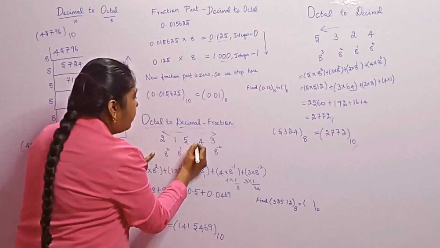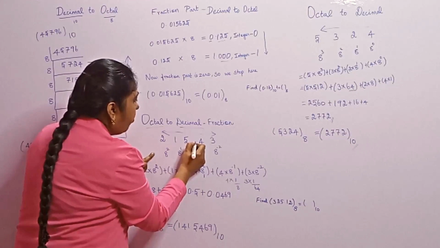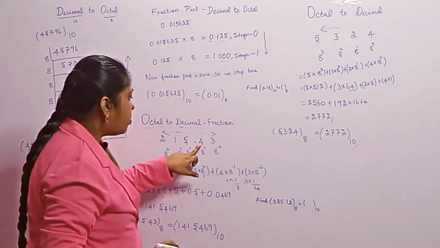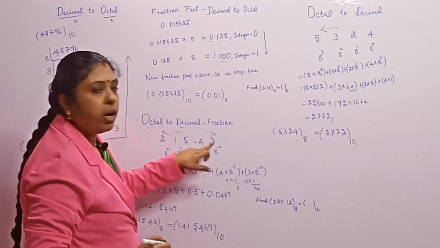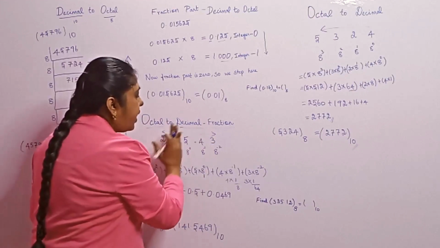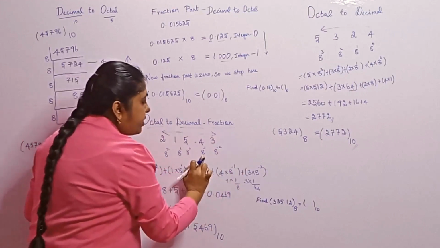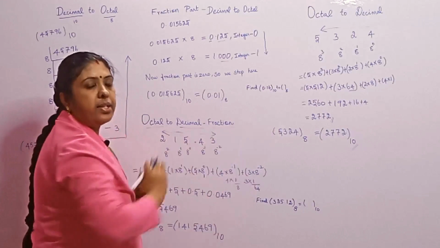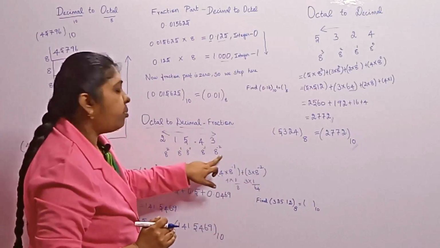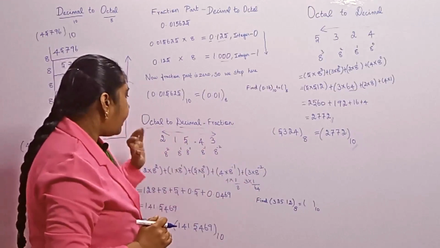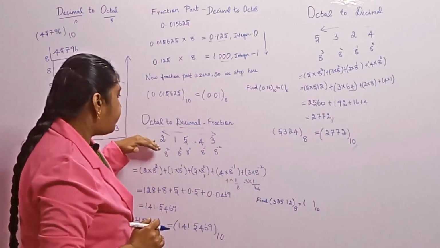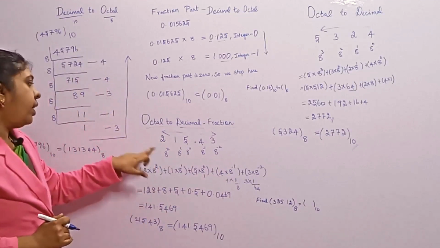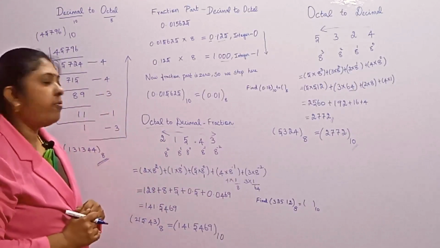Here we have a point. For representing the 4 and 3 after the point, the weightages are added starting from the left to the right, as 8 power minus 1 and 8 power minus 2. The negative powers keep increasing from the left to the right. Again we multiply all those weightages with the particular digits, with the base 8, and then add all those products to get the final answer.